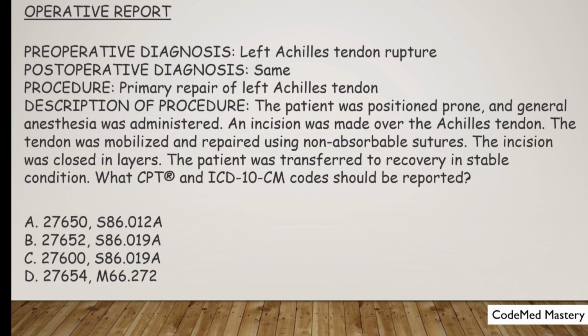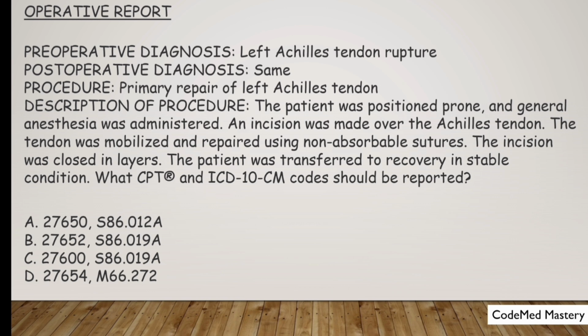This is the first case study. The preoperative diagnosis is left Achilles tendon rupture. Postoperative diagnosis is the same and the procedure is primary repair of the left Achilles tendon. Let us check the codes.